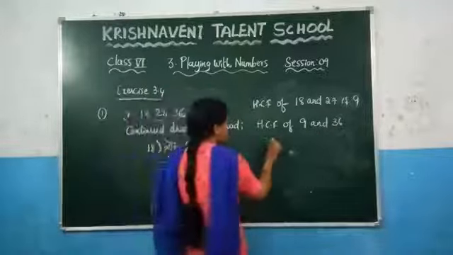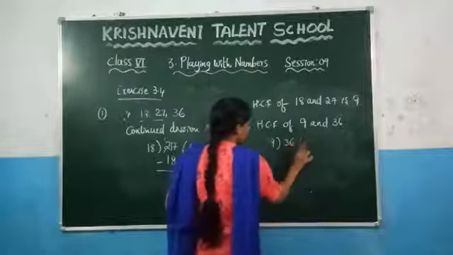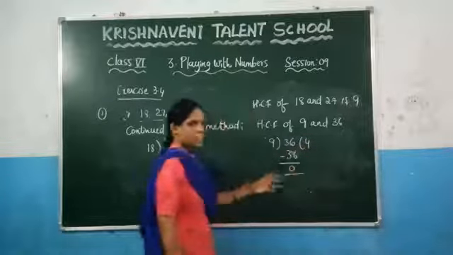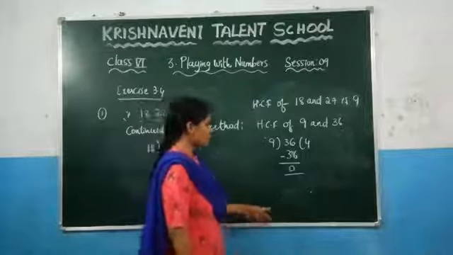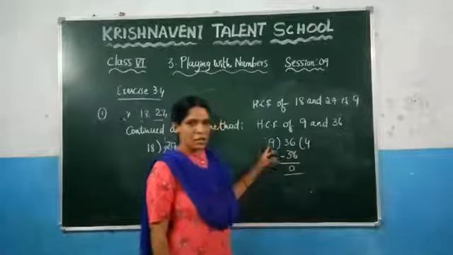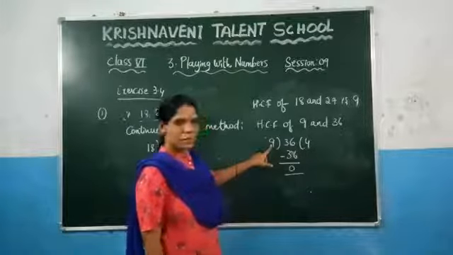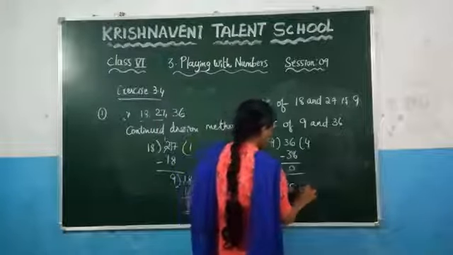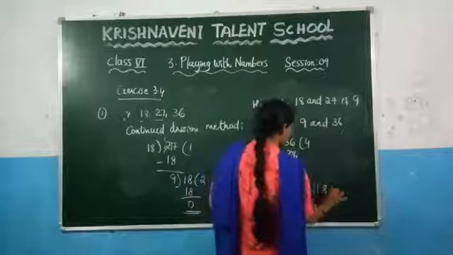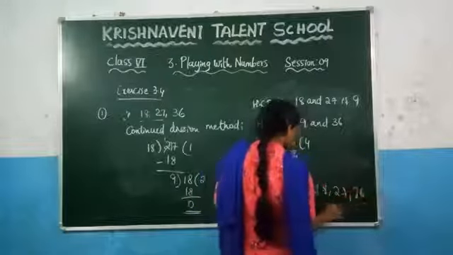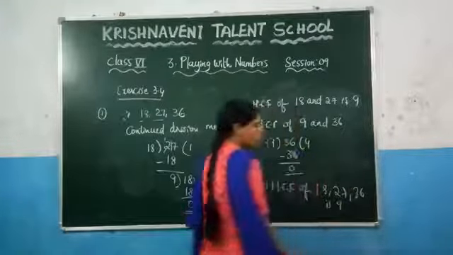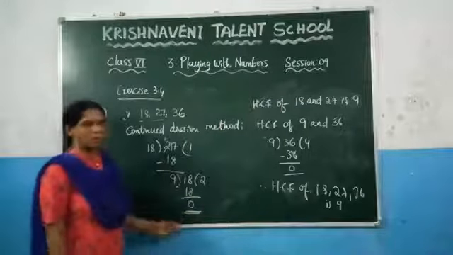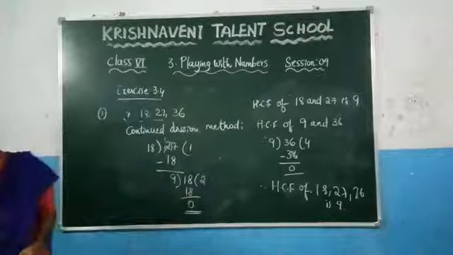Divide with the greatest number. 9 4s are 36, so you are getting the remainder as 0. There is no need to divide in further steps. The last divisor in this case is 9. Therefore the HCF of 18, 27 and 36 is 9. So by using these two methods you can find the HCF of the given numbers. Now see the next problem.